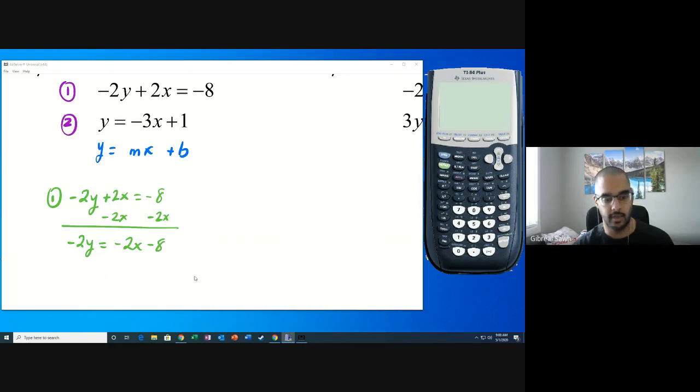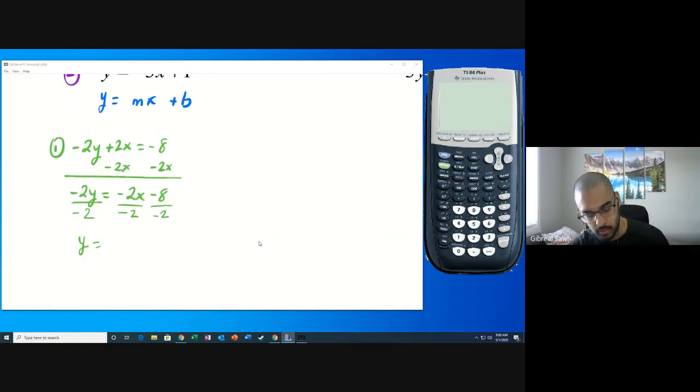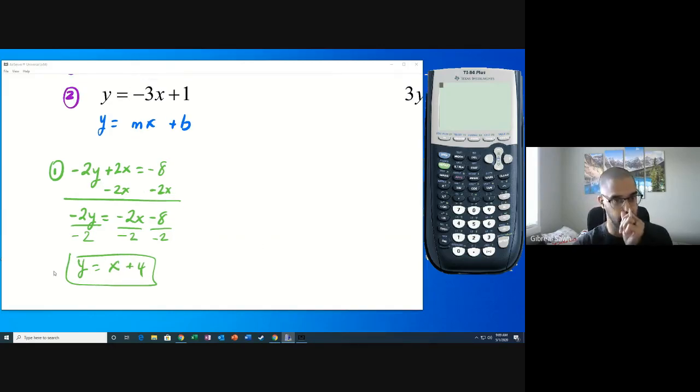Now I can divide everything by that -2 to get y by itself. Please remember to divide the constant also. It's a pretty common mistake. People will divide on the variables because it looks really nice, they cancel, but many people forget about that constant. Now, in order for this to stay equal, have an equality, you have to make sure you do that to everything. Okay, so y equals -2 over -2 is just x. And this is going to be x plus 4. So there is my first equation represented in slope-intercept form.